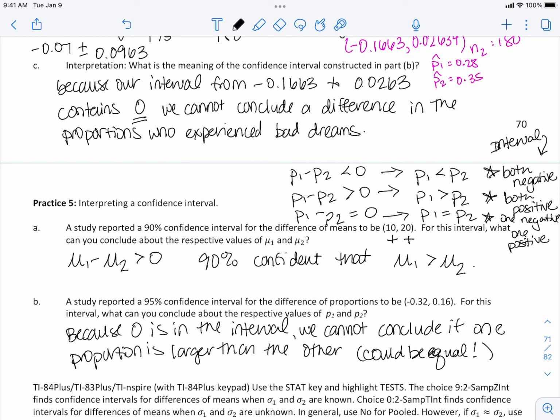And that is the end of our notes for today.